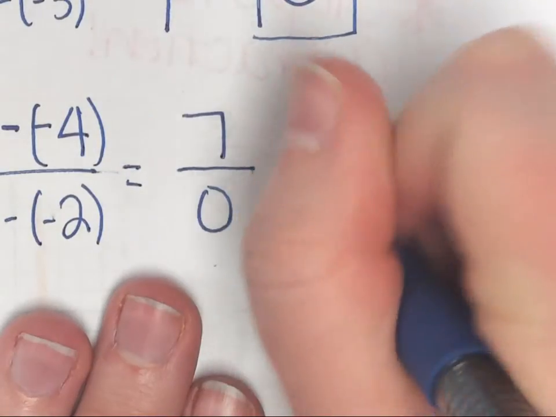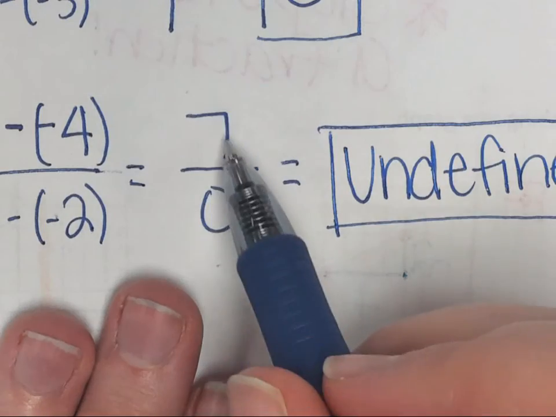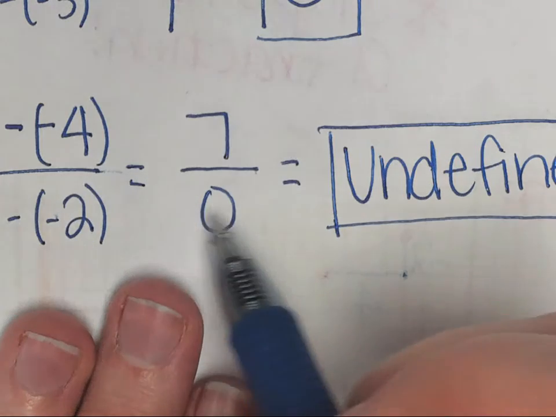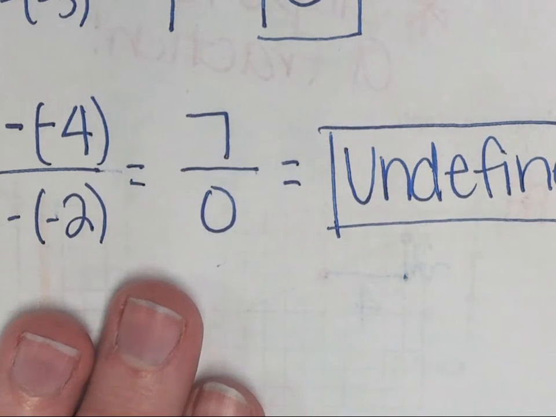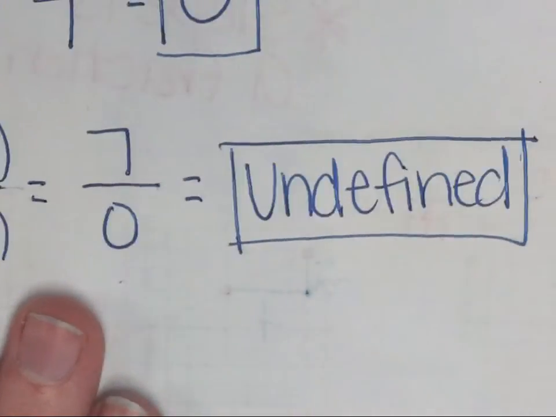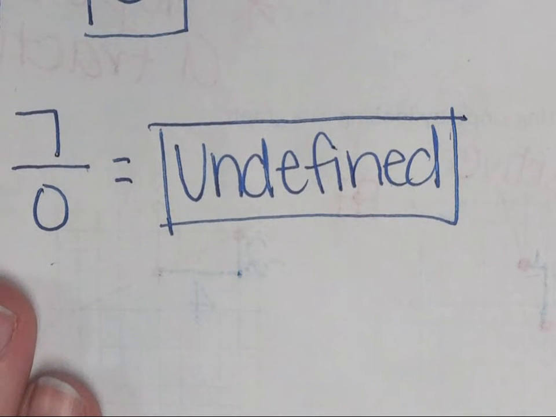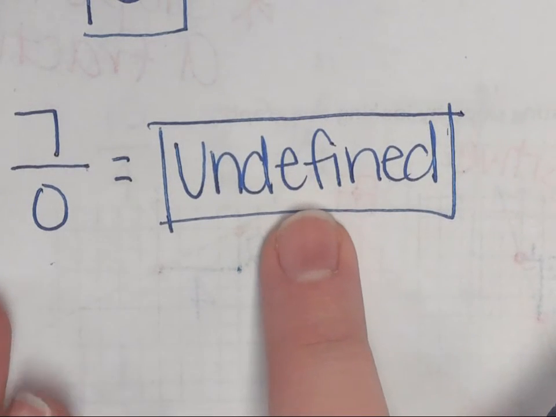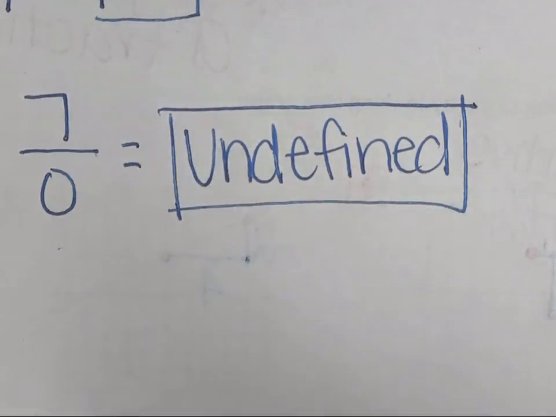I would say it's undefined. So our slope tells us the rise is 7, but it's not going side to side. So if it's just going up and not over, it's what type of line? It's vertical. Very good. And vertical lines are undefined. Yep, we're just going up and down.